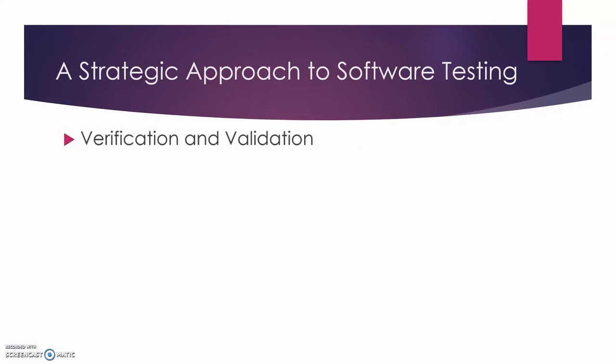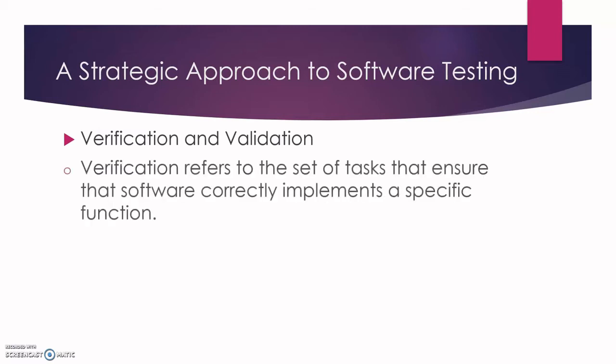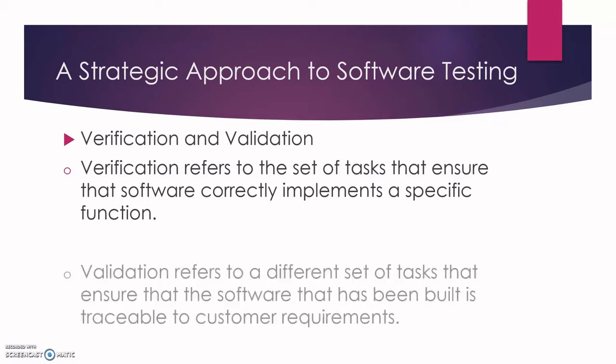Now our first strategic approach to software testing is verification and validation. This is shortly known as V and V. Verification refers to the set of tasks that ensure that software correctly implements a specific function, whether a specific function is implemented properly into the software. That is known as verification.